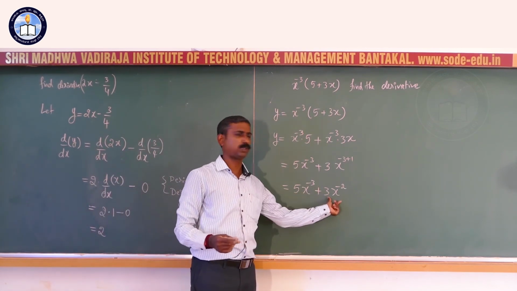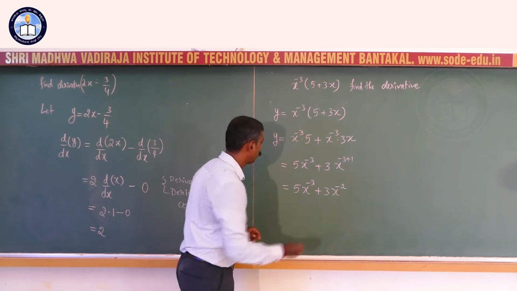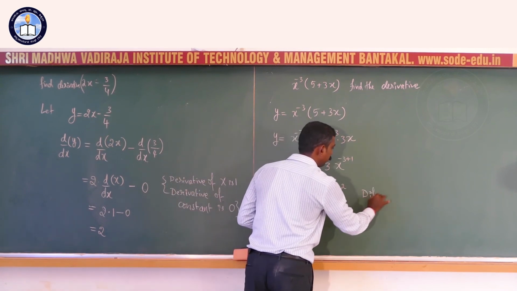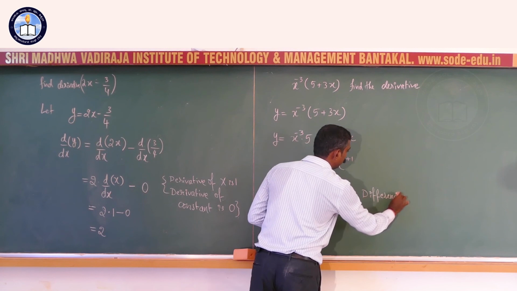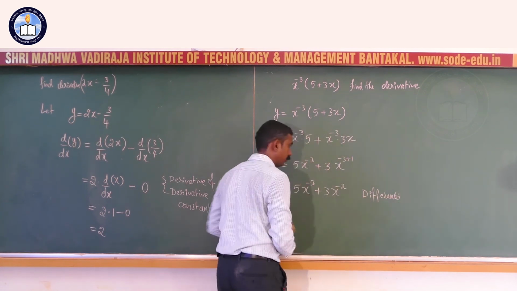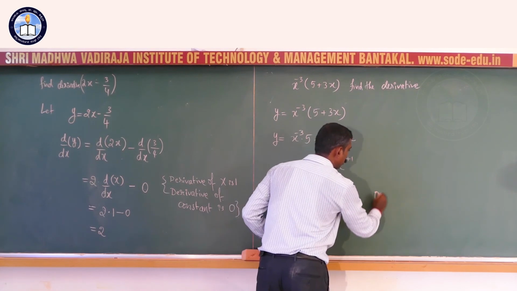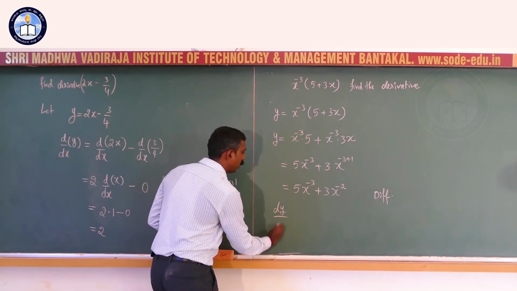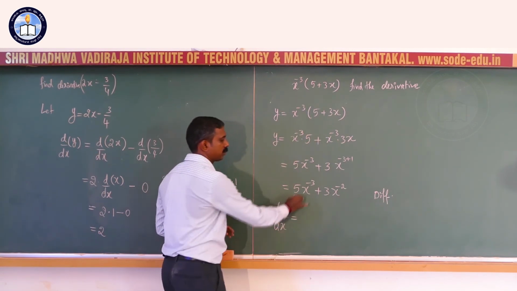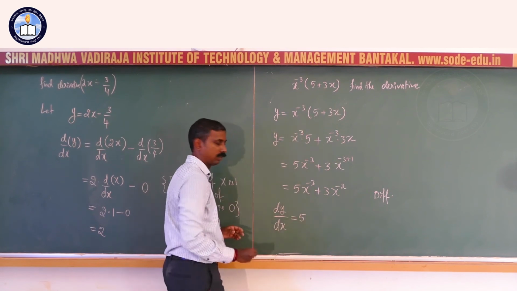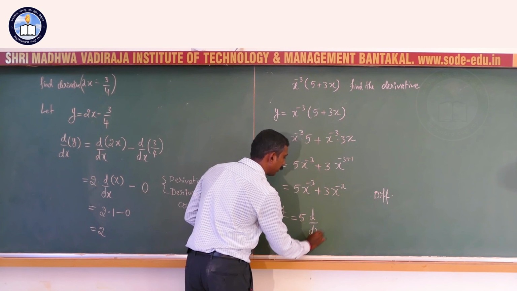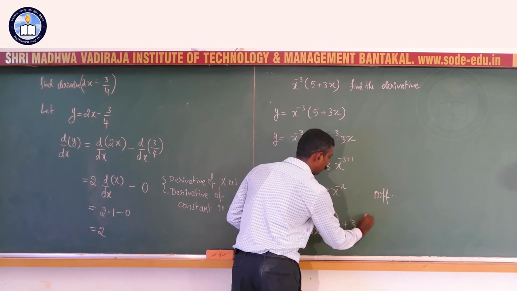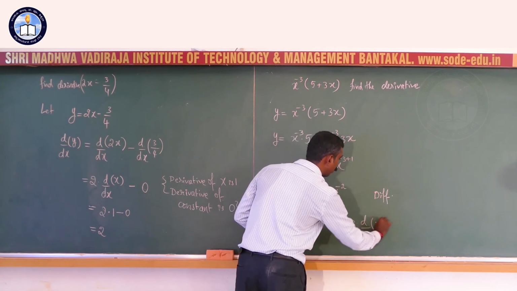So, x power n, x power n, these two are constants. So, now I can differentiate this. Let us write it in short. Differentiating, dy by dx is equal to, since 5 is a constant, it is outside, and you have to consider d by dx of x power minus 3 plus 3 into d by dx of x power minus 2.